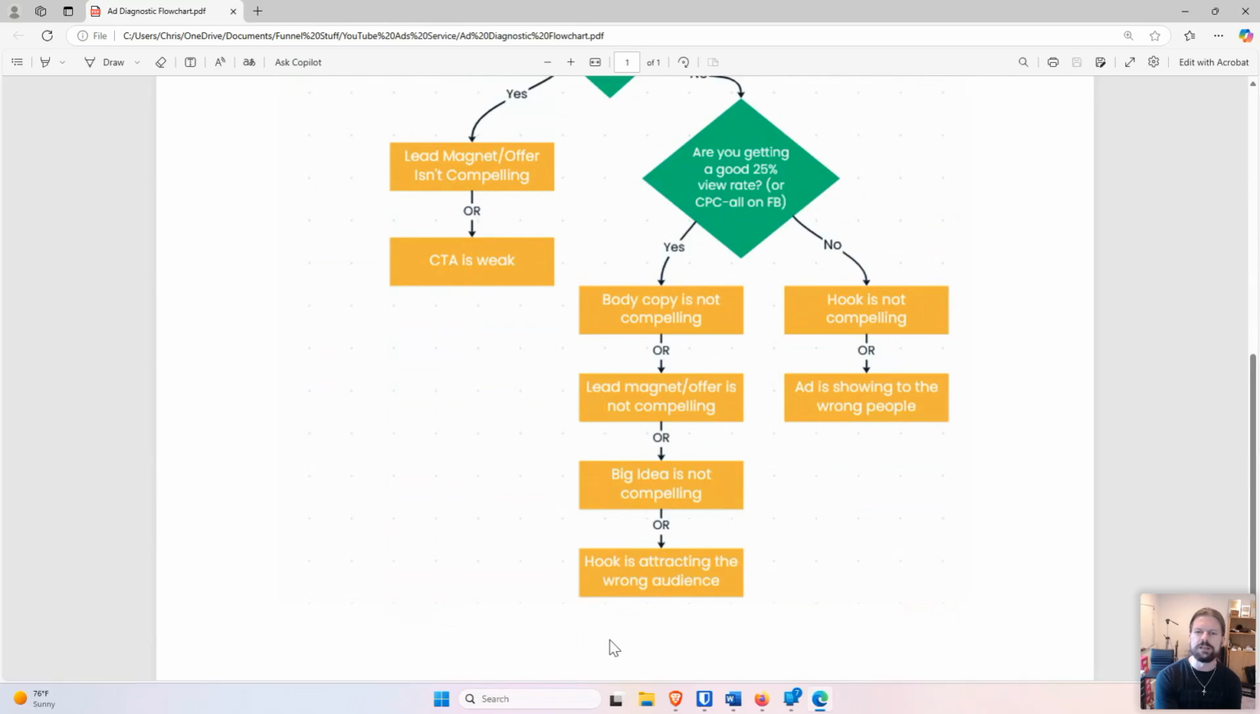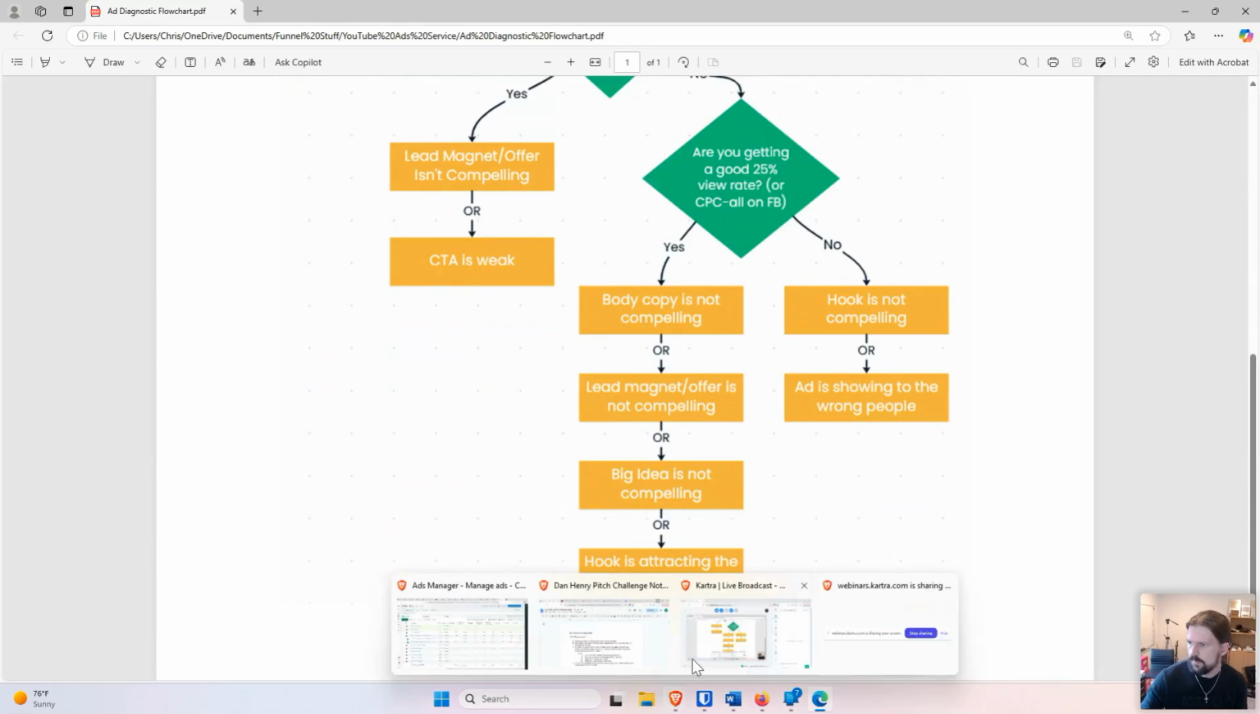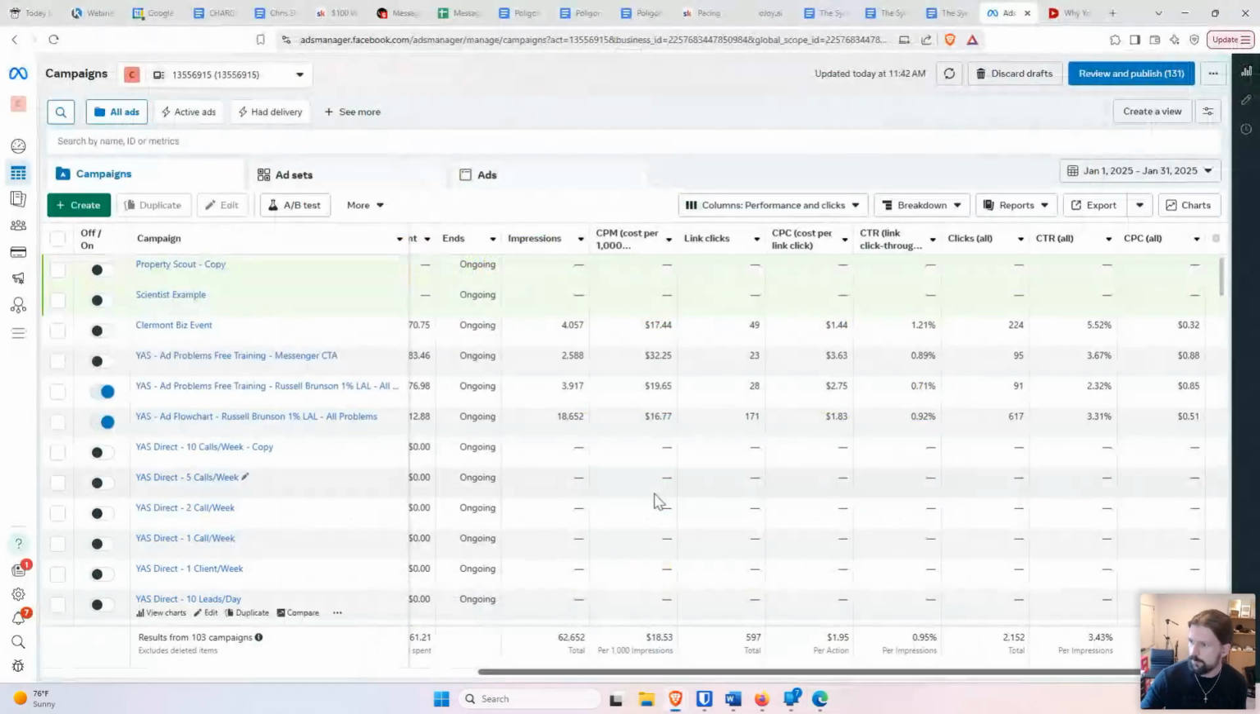So it could be that your hook is attracting the wrong type of people, and then they read into the ad further, and then they realize, oh, this isn't for me, and then they click off. So ideally, you want to attract the right kind of people as fast as you can and repel the wrong kind of people as fast as you can. So that's pretty much the whole diagnostic process.